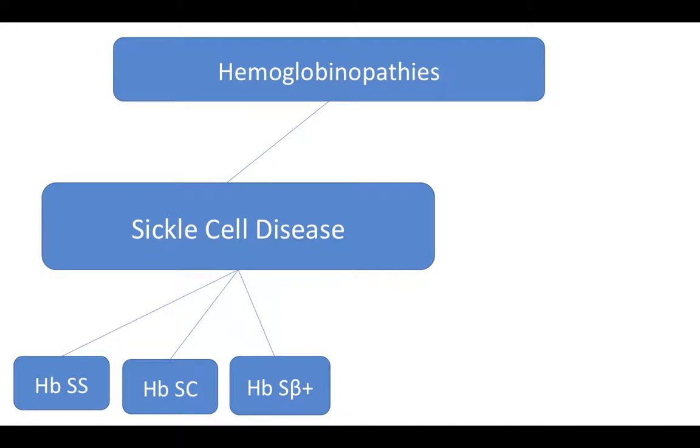You also have patients with S beta plus, which is less severe than SS disease, but still has significant manifestations, and they still have vaso-occlusion and pain, just like all other patients with sickle cell disease. And you have S beta 0, which is just as severe as SS disease because these patients make no hemoglobin A, so they tend to have very similar manifestations as patients with hemoglobin SS.